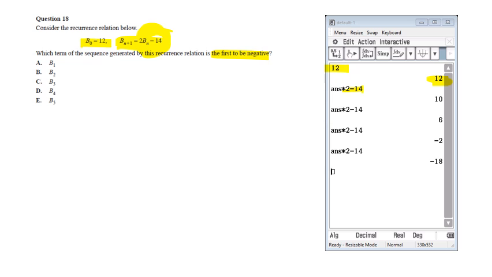Automatically the thing gets inserted. So this is B0. This is B1, right? And then you just press execute a few more times. So that's B2 and that's B3. Well, B3 is negative, isn't it? So B3, the answer is C.